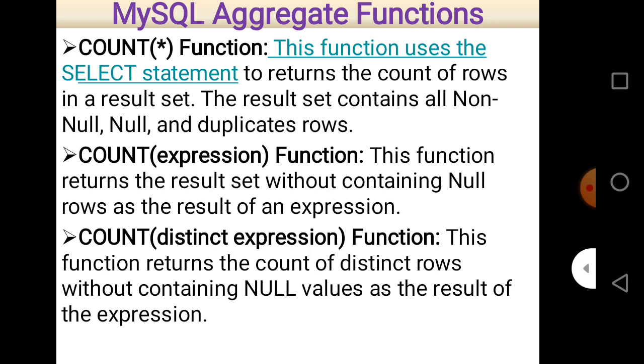Count star function uses the select statement to return the count of rows in a result set. The result set contains all non-null, null, and duplicate values. So basically, if a table contains different values, they may be non-null, or null, or even duplicate rows. It counts all of them.